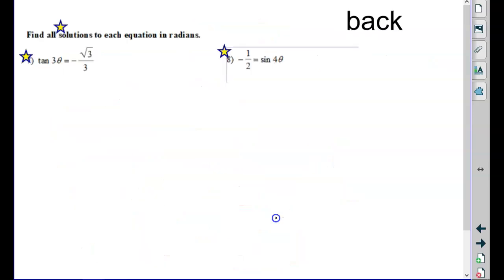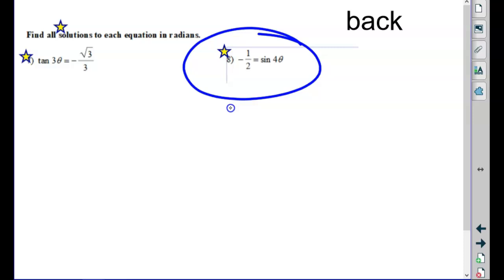Turn to the back of your review and look at number, I'm going to start with 8. Okay? What is going on here, guys? What do you got to notice right away? The 4 is inside here. This is a U substitution problem that we learned yesterday.